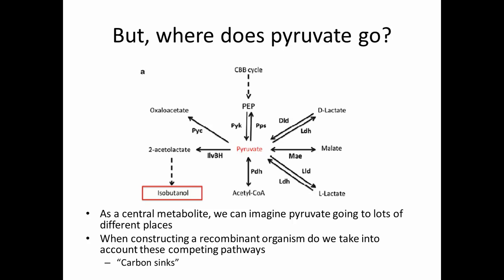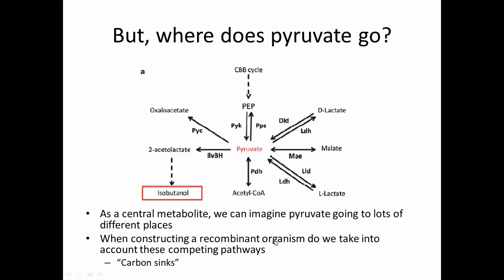But first we've got to think, where does pyruvate go in the cell? Like in a normal cell, where is it going to go? It can come from a lot of different places, and it can go to a lot of different places. Anaerobically, it can go to lactate, it can go to acetyl-CoA. It could even go, if we do our engineering right, to isobutanol, for example. So as a central metabolite, we can imagine this pyruvate going to lots of different places, and a lot of central metabolites do this. As we know, you've seen the pathway maps that I've shown in class. You may have read about a few of them in some of the papers that I've posted.